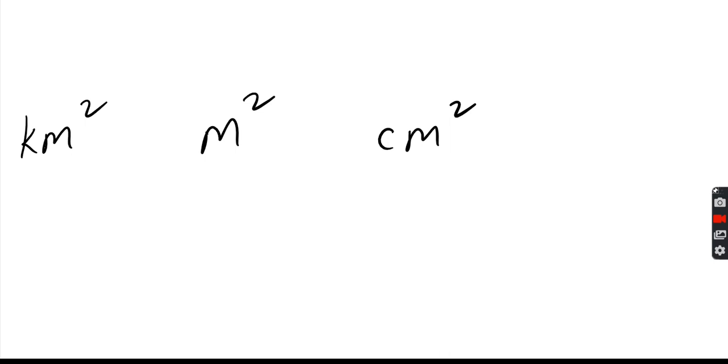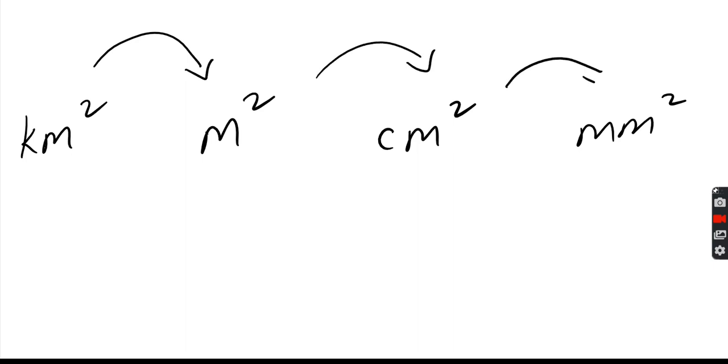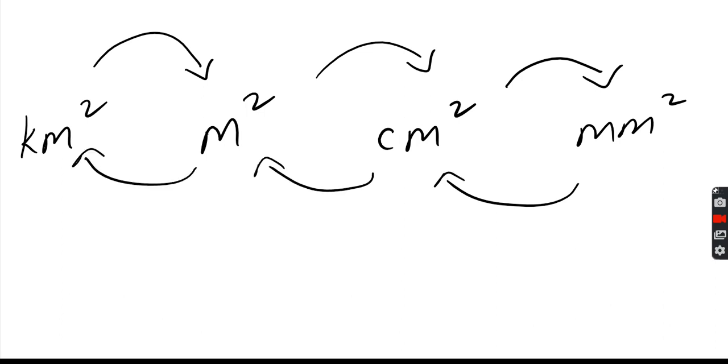Looking at converting units of area. So these units will include kilometres squared or square kilometres, metres squared or square metres, centimetres squared or square centimetres, and millimetres squared or square millimetres. So very similar to our other chart we were using when we were just converting normal units of length, but this time our conversion factor changes.